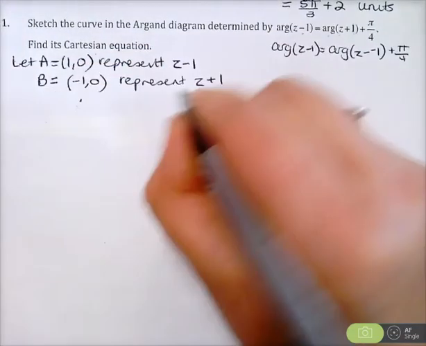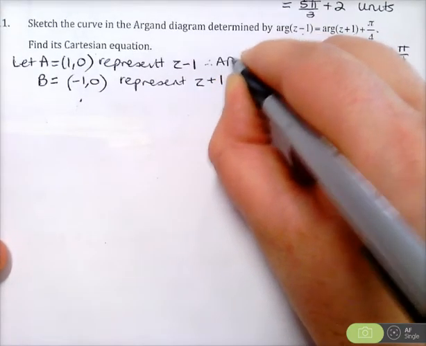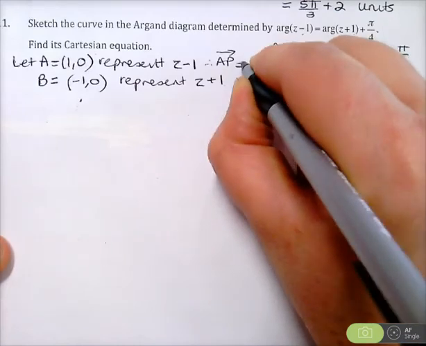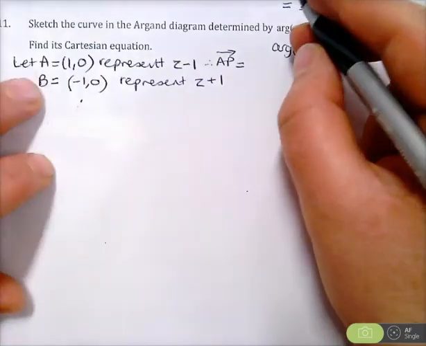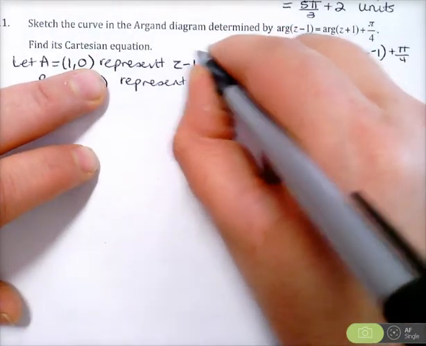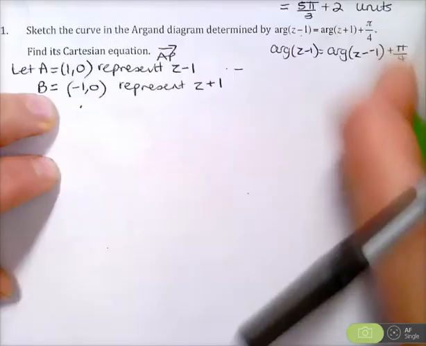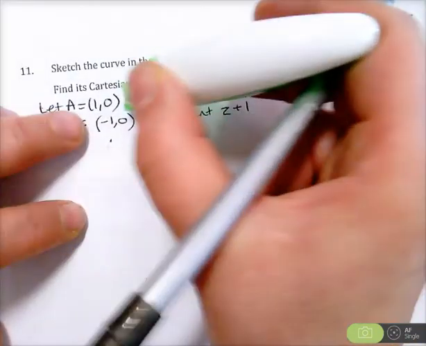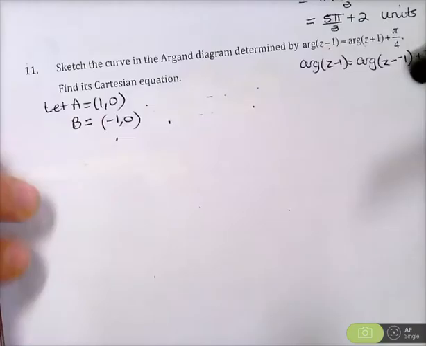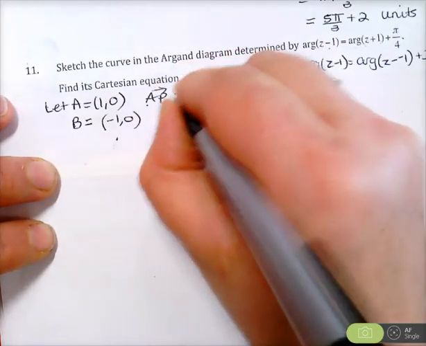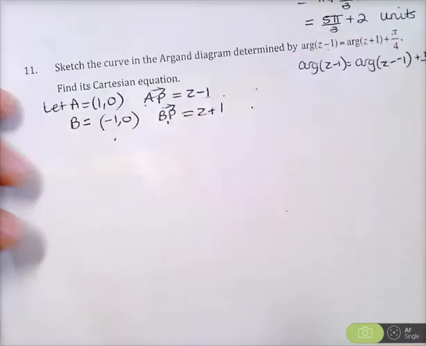So therefore, if A is that, I should put that AP represents Z minus 1. AP will be Z minus 1 and BP will be Z plus 1. That's what I meant to say.